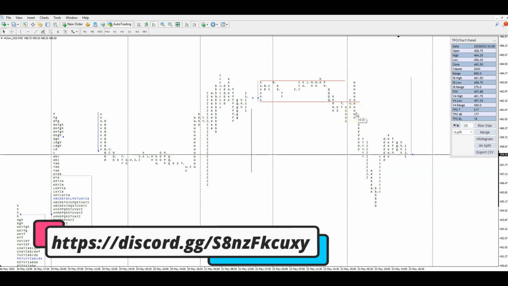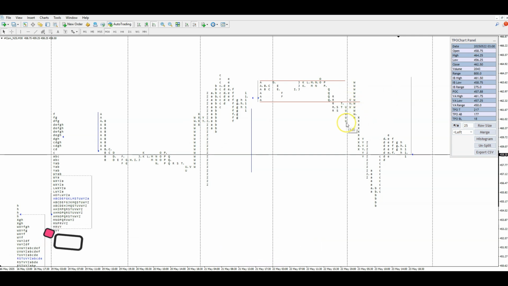So time is a factor. If we're looking at these periods, we know that we're going to get a big movement. And now we've got a big movement and we're closing lower. So what are we expecting?